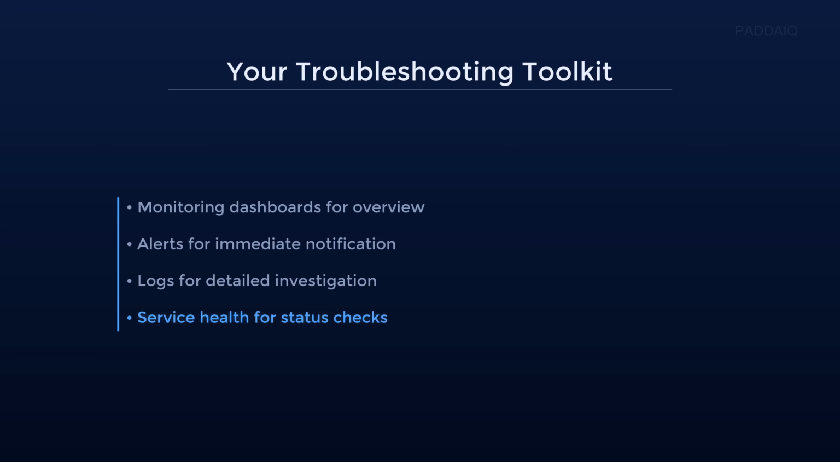Service health for status checks. This means using SAP BTP's dashboard to instantly verify if a specific cloud service is running normally or experiencing issues. For example, before a data import, you check the SAP HANA Cloud service status to confirm it is operational. This proactive step helps you avoid working with an unavailable service and quickly confirms the platform's state.